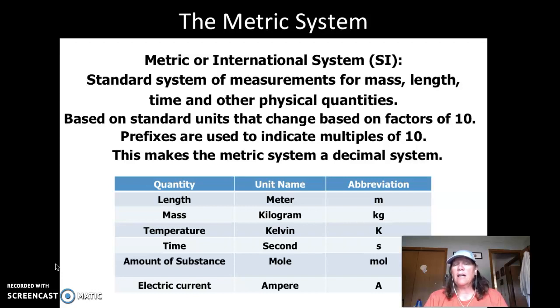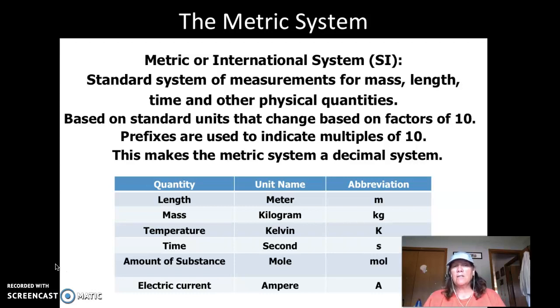So again, anytime in a lab situation or whatever, you're always going to use the metric system. We do not use the English system in science. The nice thing about the metric system is it's based on units of 10, so it's really easy to convert. The English system is terrible. There are 12 inches in a foot, 3 feet in a yard, 5,280 feet in a mile. It's not a uniform system. The metric system is. Everything's in units of tens.